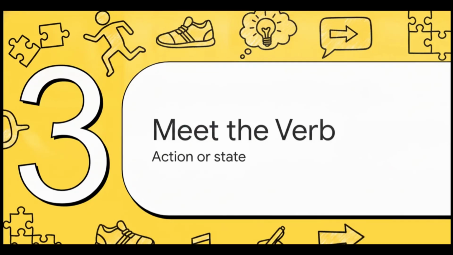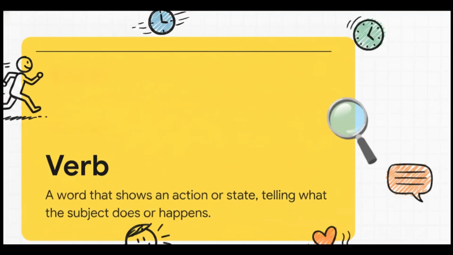Moving right along to Section 3, meet the verb, the action or state of being. Now for our second essential puzzle piece. A verb is a word that shows an action or a state. It tells us exactly what the subject does. And here's the thing, without this block of action, a sentence just stands entirely still. It's totally incomplete. Words like run, walk, smile, sleep, or work, these are the engines that drive your sentence forward and bring it to life.